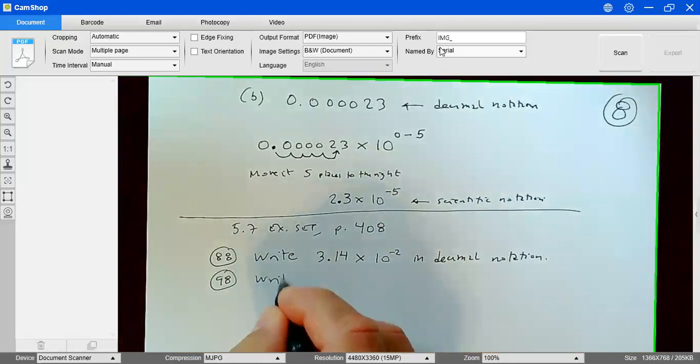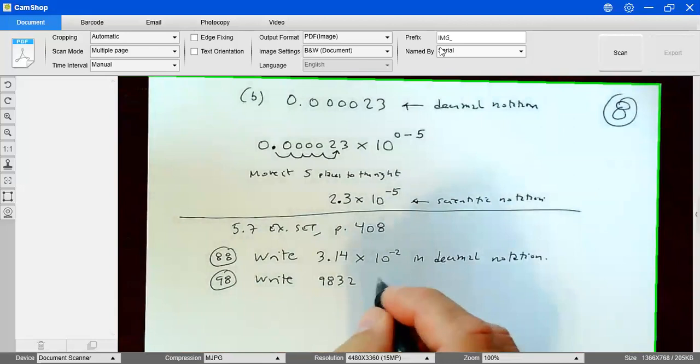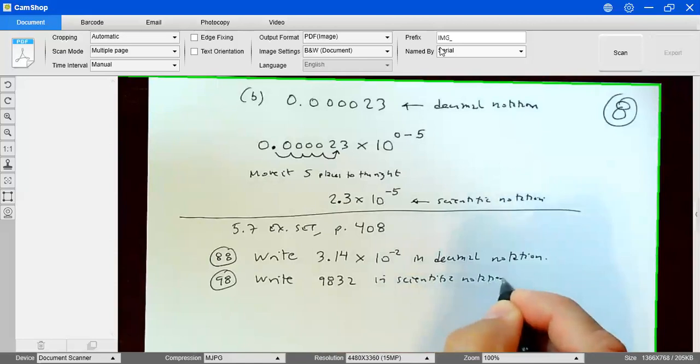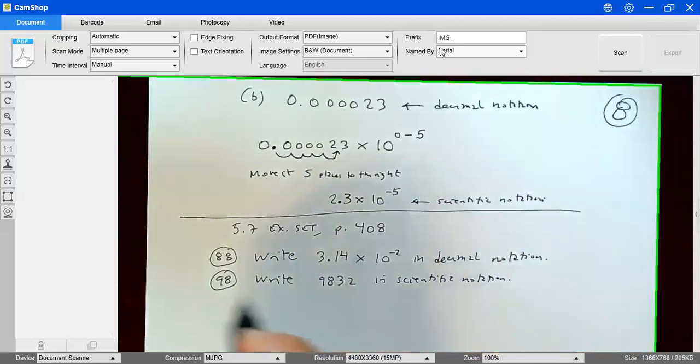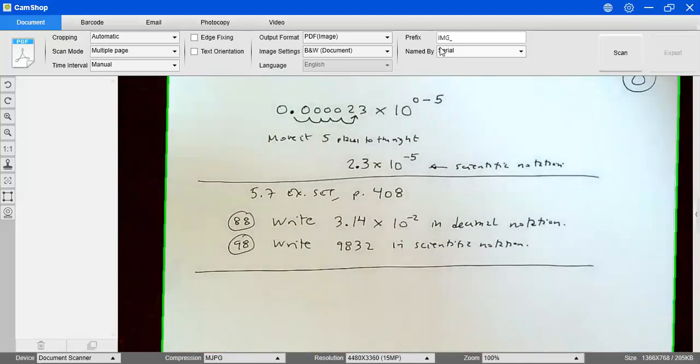You're going to write 9832 in scientific notation. And you can work more exercises from that set. So you need to practice a lot. It's up to you to work on more. So take some time to work on those problems. And then we're going to finish the section with some math involving operations with numbers in scientific notation.